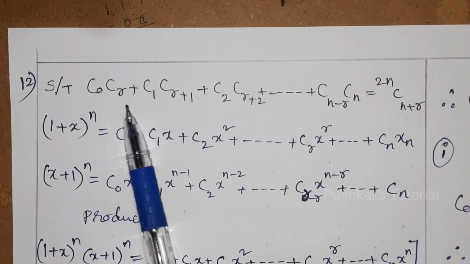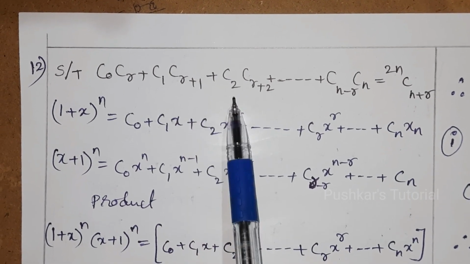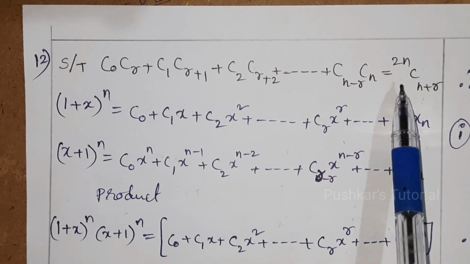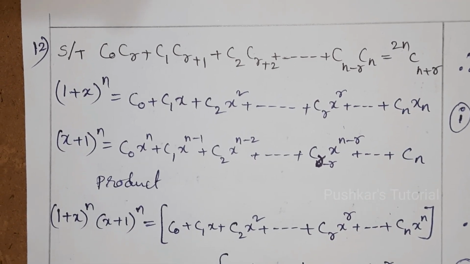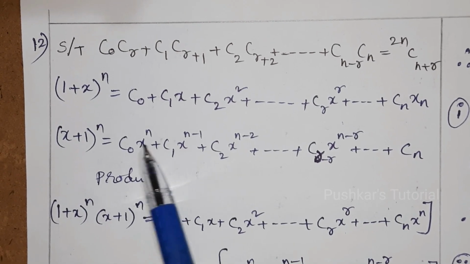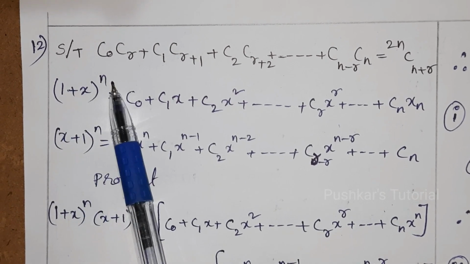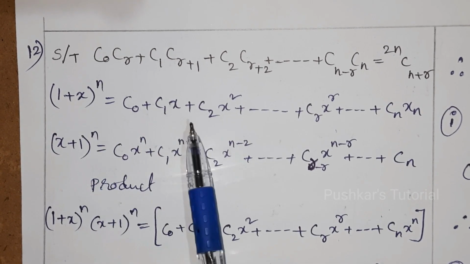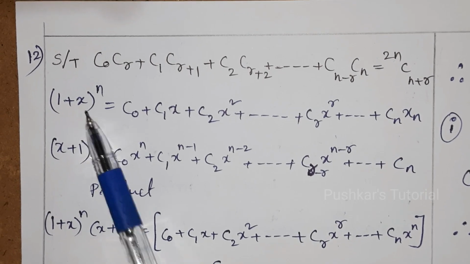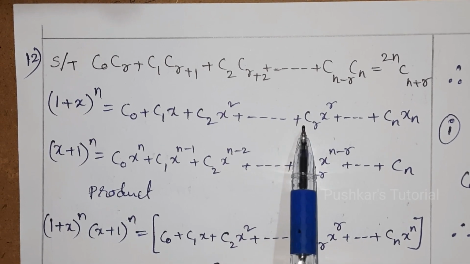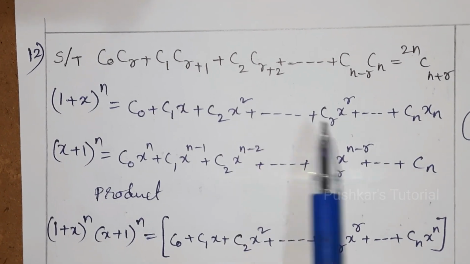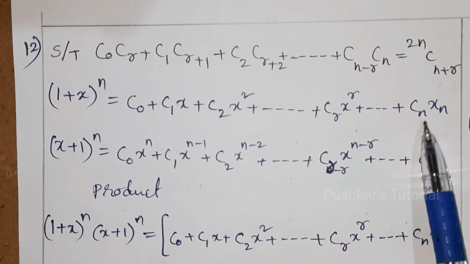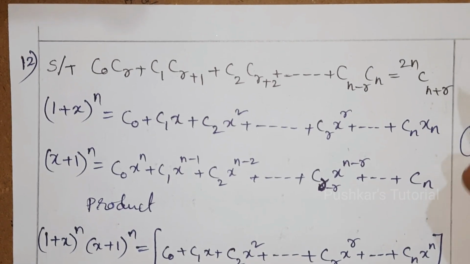Show that C0 CR + C1 CR+1 + C2 CR+2 and so on + Cn−R Cn = 2nC(n+R), and also two bits are there. So this is a very important problem, a very confusing problem. (1+x)ⁿ formula expansion: C0, C1 into the second term x, C2 into the second term increased, and so on, CR x to the power of R, and the last term Cn xⁿ we should write.